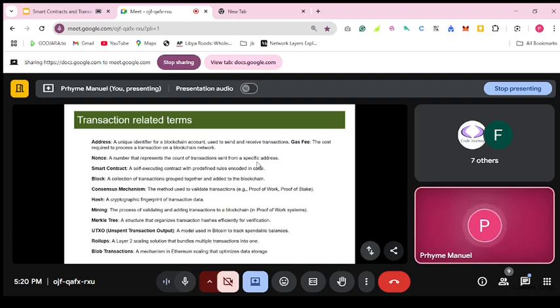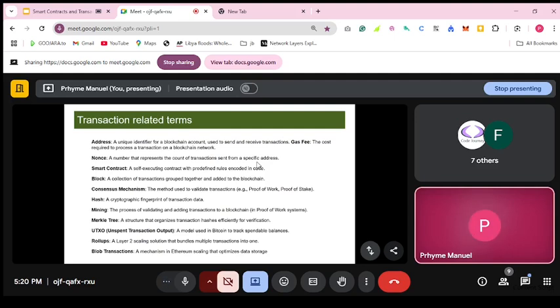So a nonce is a number that represents a transaction count by address. What a transaction is, I think I should actually have put it here, but let me just explain it.